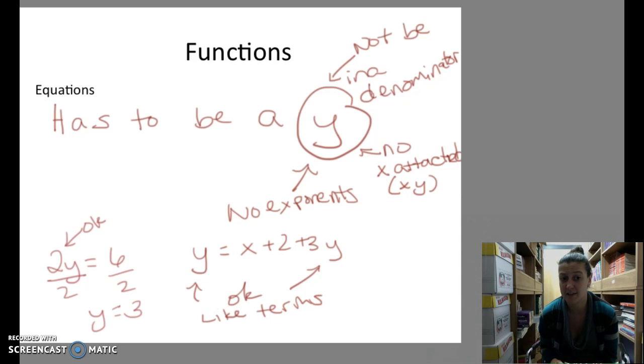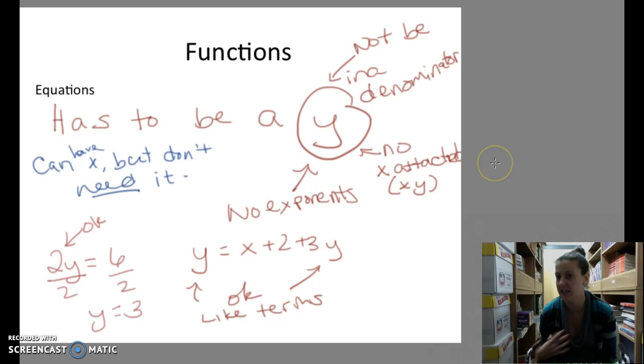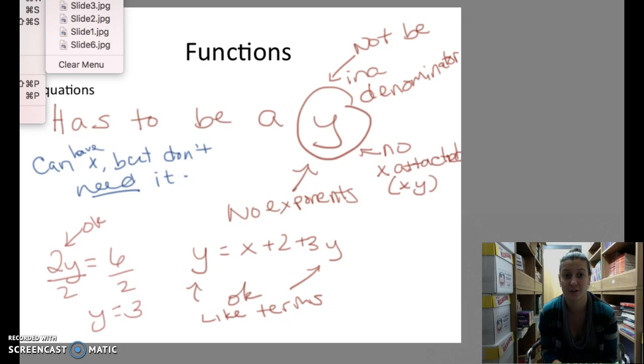And you don't have to have an x. You can have an x, but you don't need it, okay? But you have to have that y in order for it to be a function. If there's only an x, not a function.